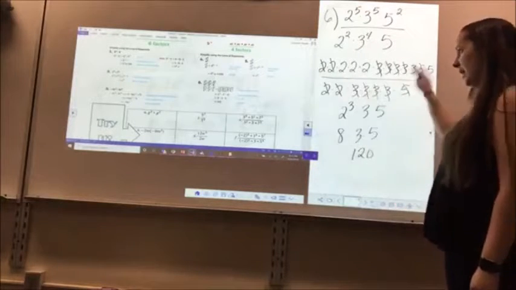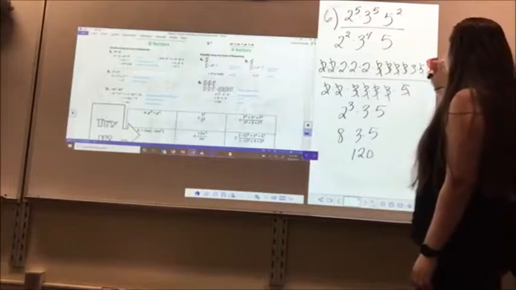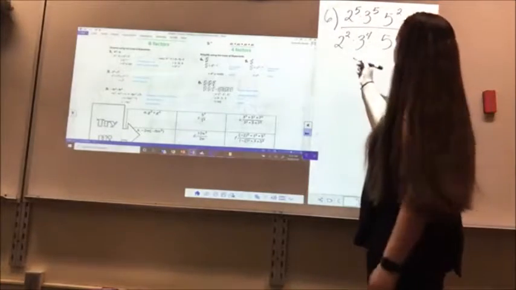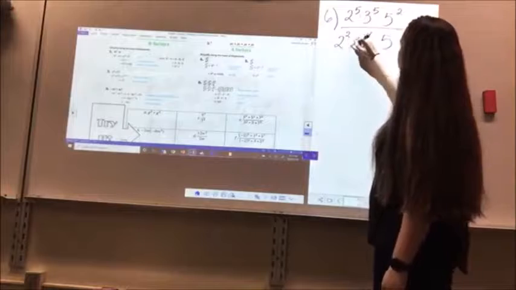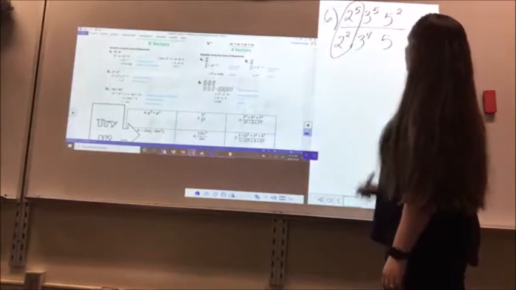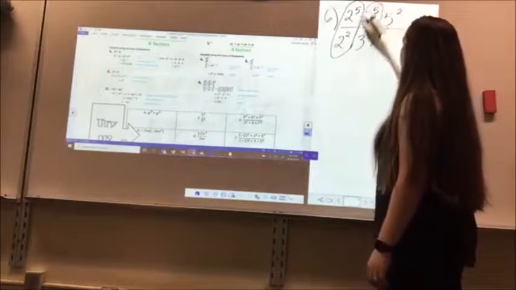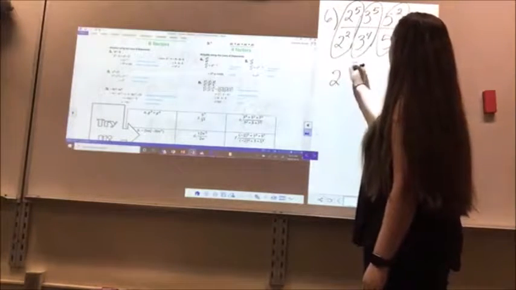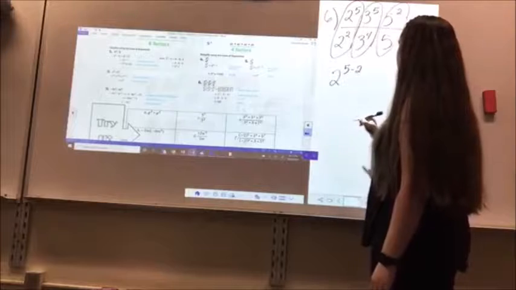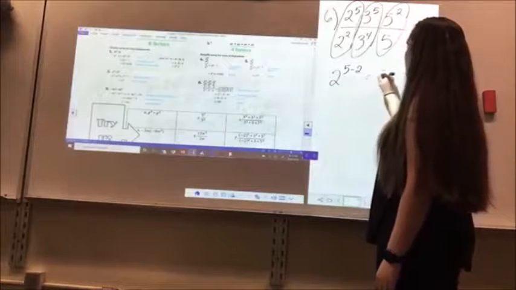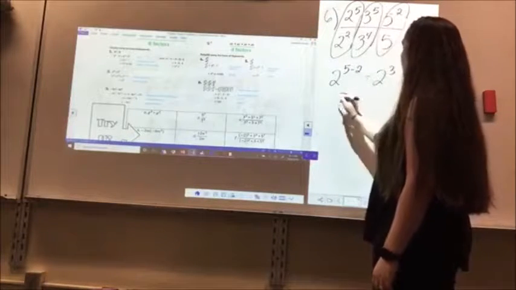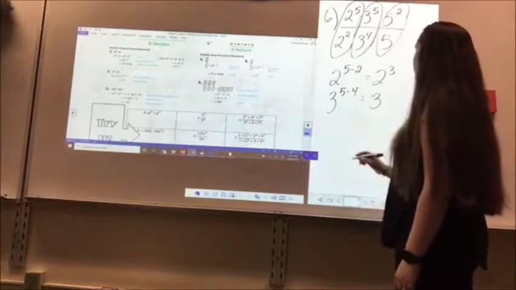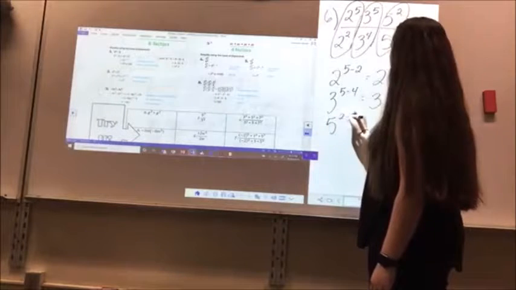If you don't want to write out all of these, you can recognize that they have the same base, these have the same base, and these have the same base. So I have 2 to the 5 minus 2, which is 2 cubed, 3 to the 5 minus 4, which is 3, and 5 to the 2 minus 1, which is 5.